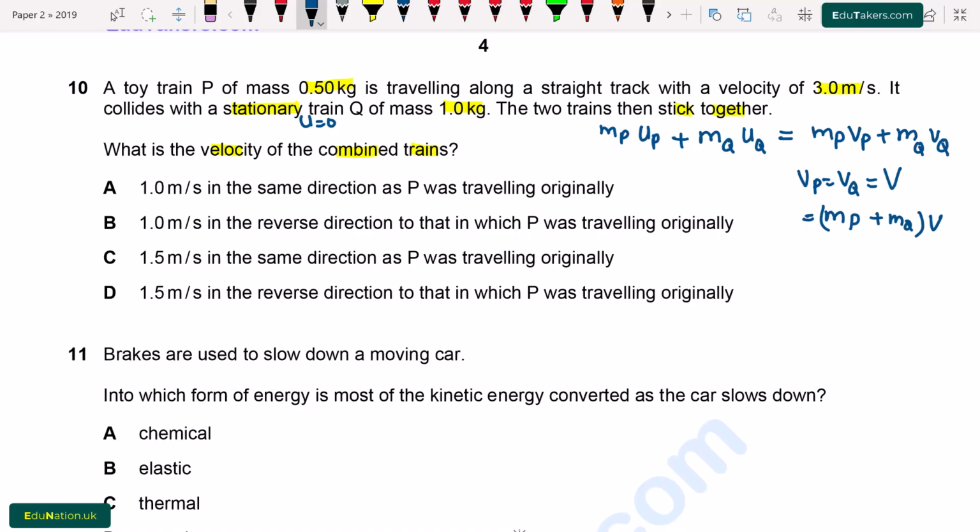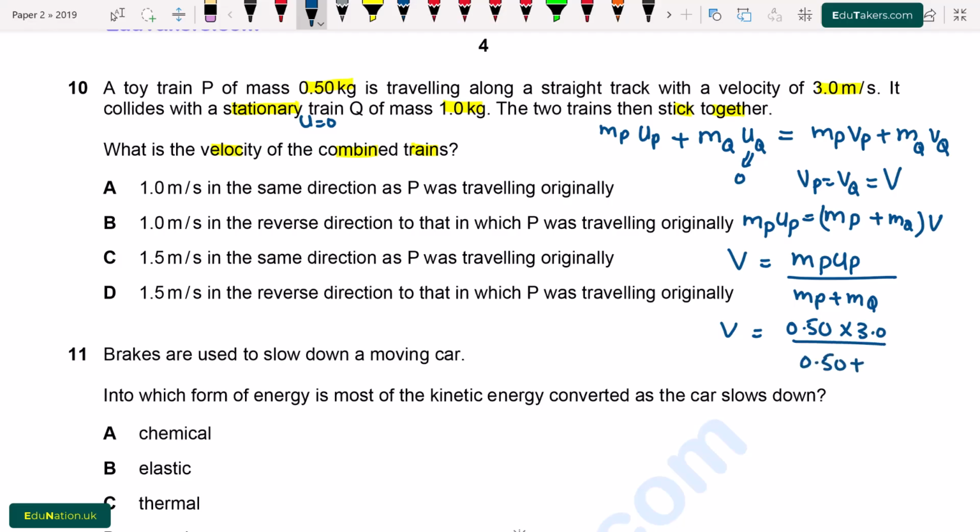And also the train Q is stationary, means that UQ is equal to 0. So this term cancels. On the left hand side there is only M and UP. So V will be equal to, I rearrange this equation, and now I'm going to put values here. Mass of the train P is 0.50 multiplied by velocity 3.0 divided by 0.50 plus 1.0. Then the velocity will be equal to 1 meter per second.